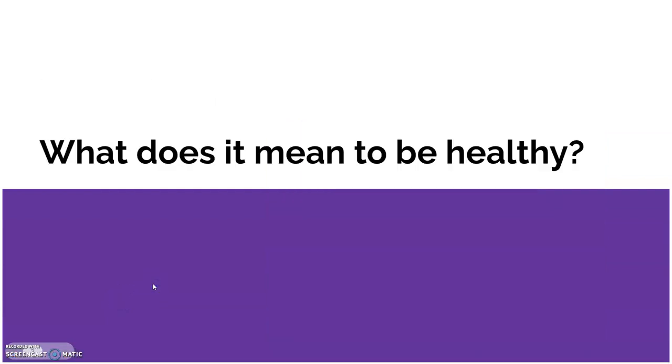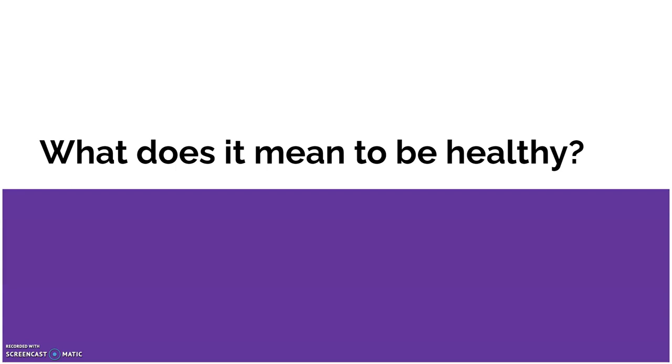So, a question that we may have to ask ourselves, and maybe we have already asked ourselves, is what does it mean to be healthy? What would you yourself consider a healthy person to be like? How would they act? What would they do on a regular basis? How would they maintain this healthy way of living?